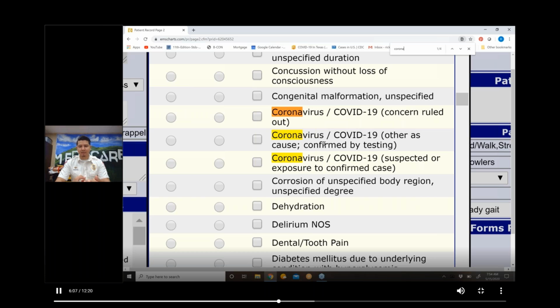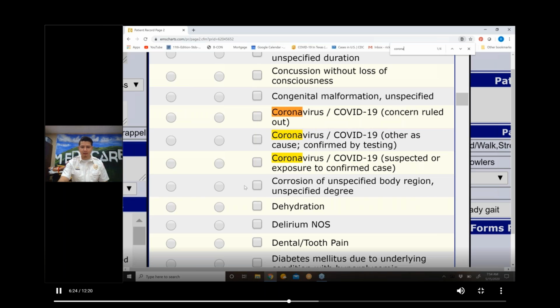Your second option is coronavirus other as caused and confirmed by testing. So these are patients that have actually had a coronavirus test, they've been screened at a facility, and they've gotten the results back, and yes, this is a positive coronavirus patient. So that's going to be the one you select in that case.